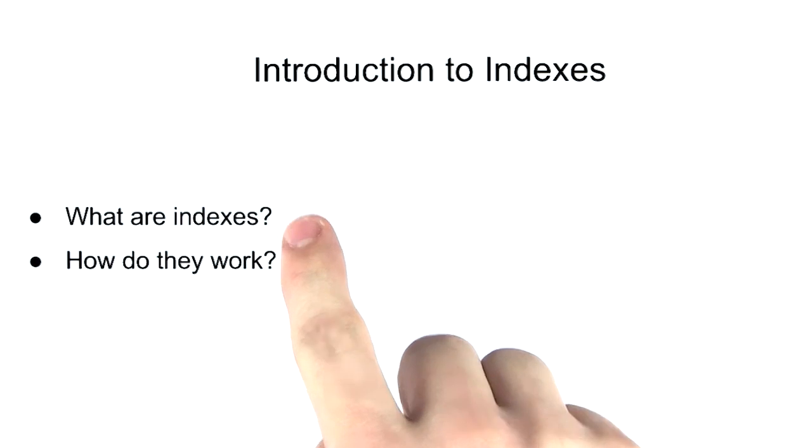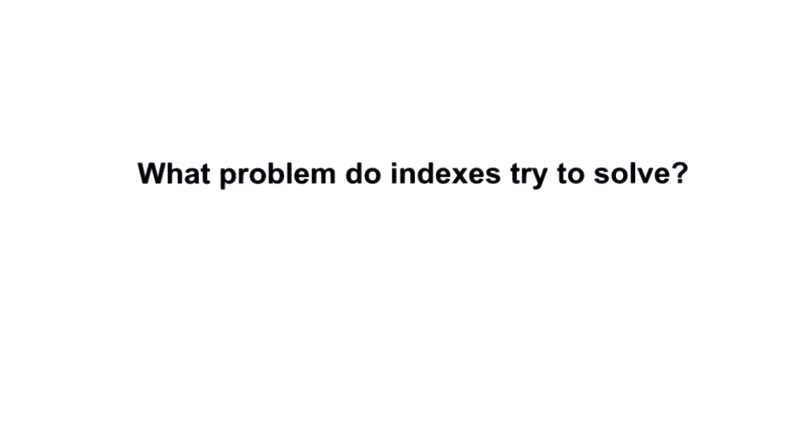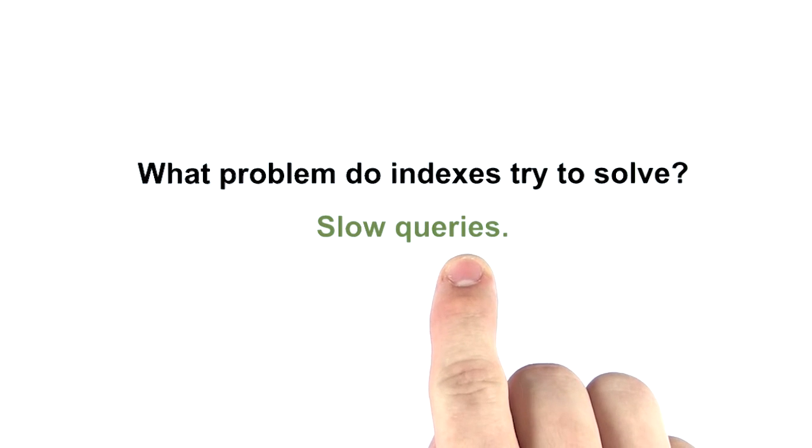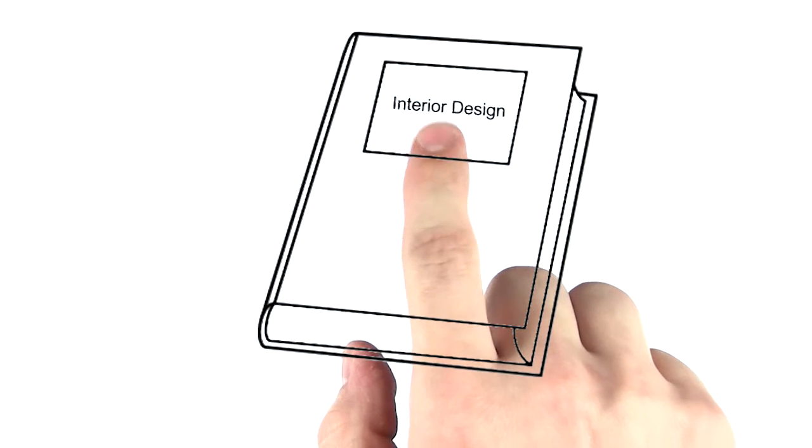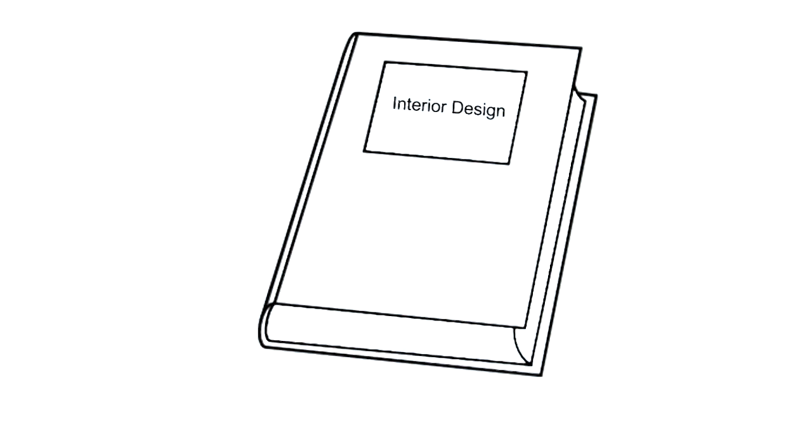And to answer this first question, I think it's helpful to ask the question, what problem do indexes try to solve? And that is slow queries. Let's use a quick analogy to illustrate what I'm talking about. Let's say we're looking for some content on bedspreads in a book about interior design. One way that I could find this information is I went through the book page by page, looking for information on bedspreads. But this would not be very fast.